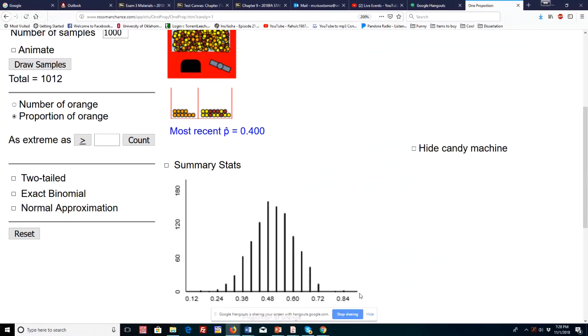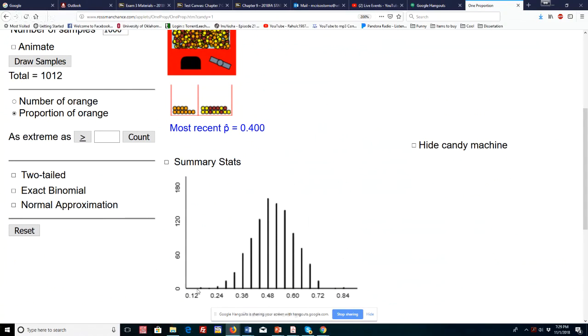And if you imagine, if we were to take the mean of all of our samples, so I add up all of these proportions, and then I divide it by the number of samples that I have, in this case 1,012 samples, the mean of all of my sample proportions that I've taken would equal the true population parameter.